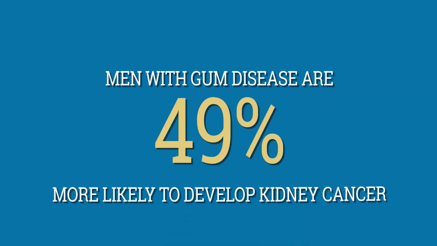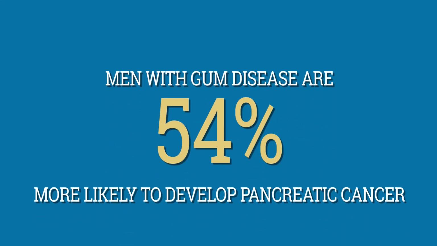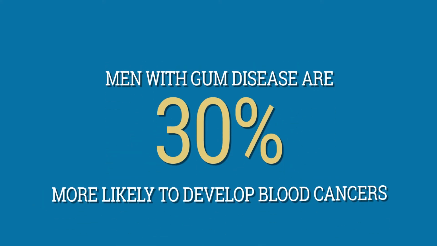Certain cancers, such as oral cancer and pancreatic cancer, are now also linked to gum disease. Research has shown that men with gum disease are 49% more likely to develop kidney cancer, 54% more likely to develop pancreatic cancer, and 30% more likely to develop blood cancers. So again, all of this is really, really scary stuff, but it is the absolute truth about gum disease.